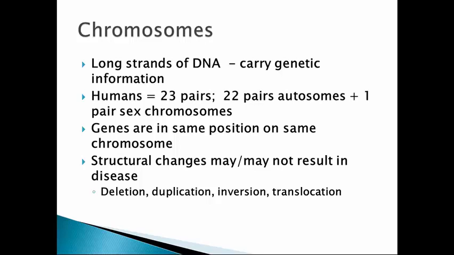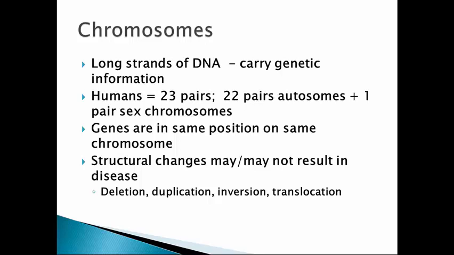Chromosomes, then, are those long strands of DNA that actually carry our genetic information. We know that in humans we have 23 pairs of chromosomes. 22 pairs are autosomes, and 1 pair is your sex chromosomes. Autosomes are somatic, and these are diploid, and they occur in pairs. Sex chromosomes are a little different. They are haploid, so that you have 1 member of each pair. So as a result there, when the sperm and the ovum meet, it then would make a diploid cell.